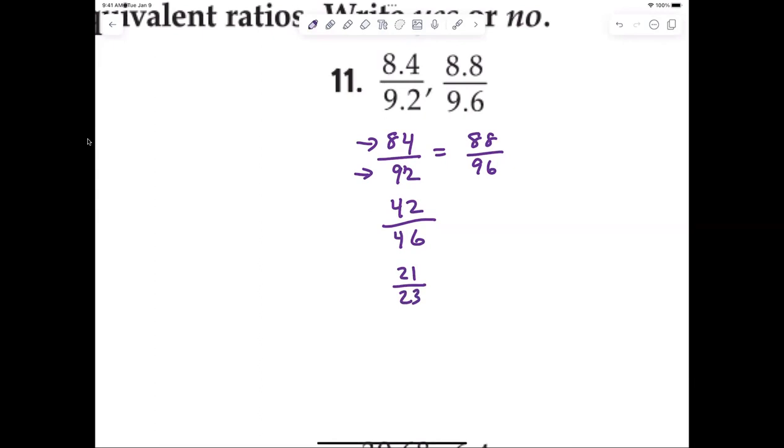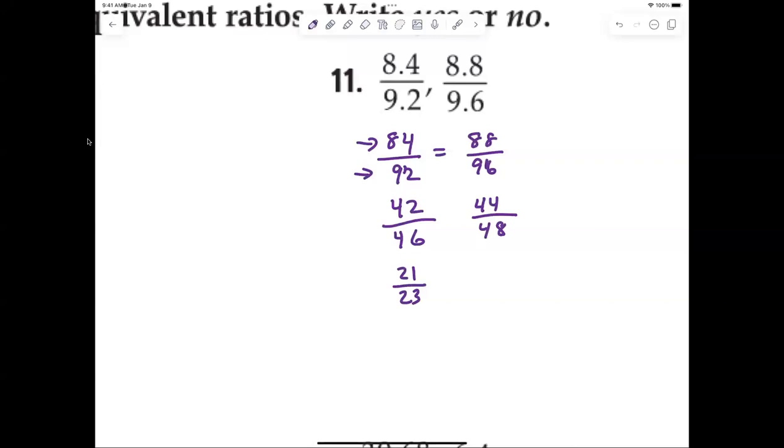So I'm trying to see if 88 over 96 reduces to 21 over 23. And some of you should look at that and say, well, I don't think that does. All right, and you would be right. It doesn't. But let's reduce it anyway. What goes into 88 and 96? 2. So 2 goes into 88, obviously, 44. 2 goes into 9 how many times? 4 with 1 left over. So 2 goes into 6. 2 goes into 16 how many times? 8.